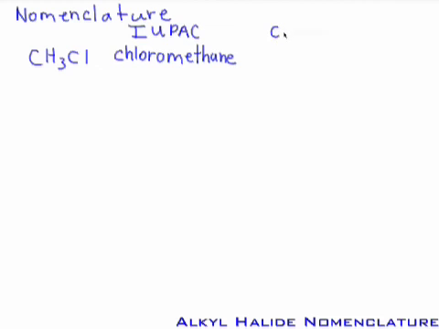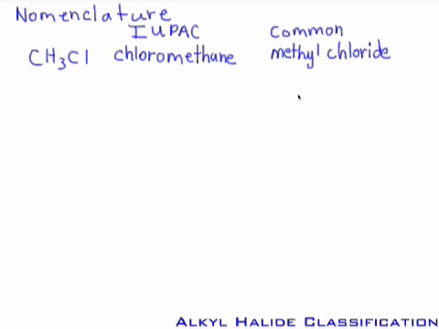With regards to common nomenclature, we have methyl chloride. Now, very important is the kind of halogen we're dealing with as well. This type of halogen is referred to as a methyl halide. Methyl halides are where the halogen is attached to a methyl group.